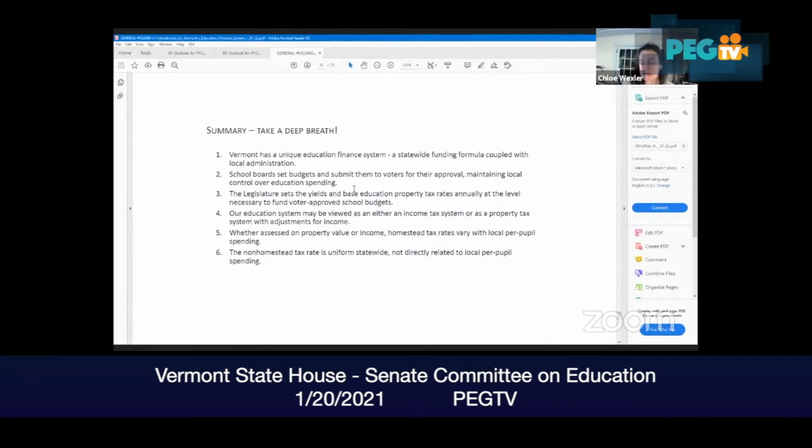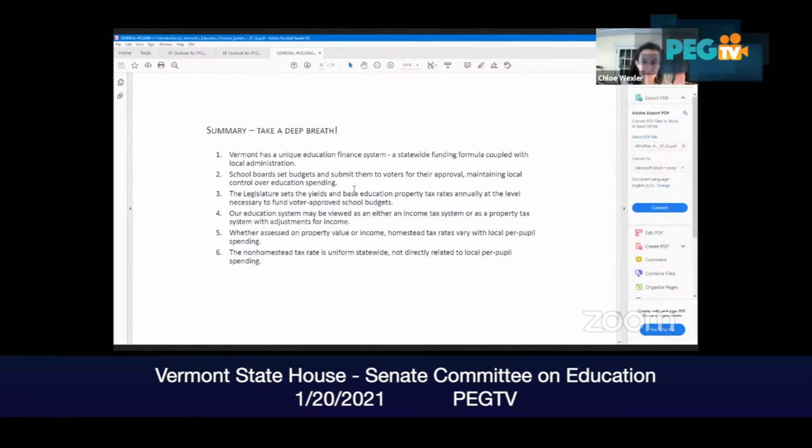And then getting into the idea of how we talk about our income adjustments, you can view the education system as an income tax, if you just look at what people end up paying at the end of the day.